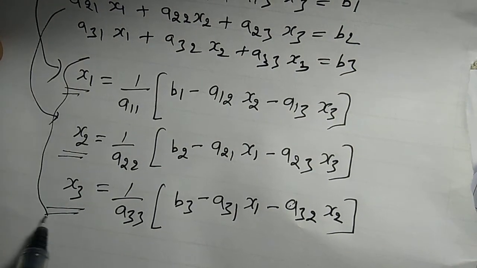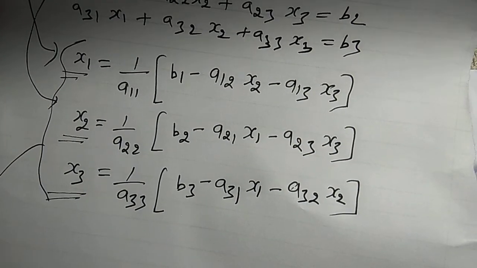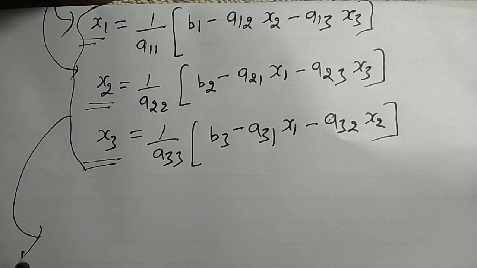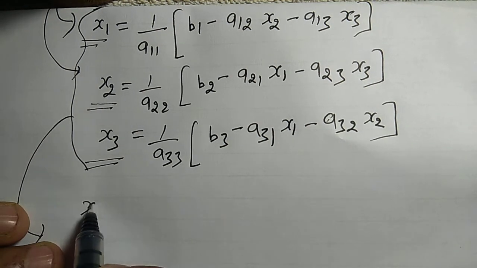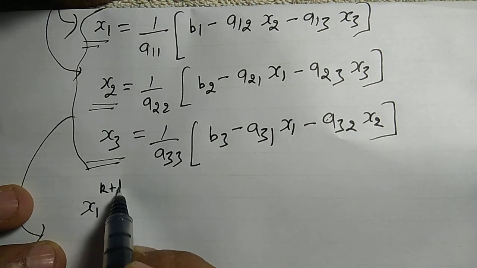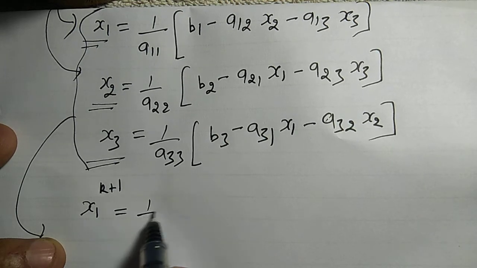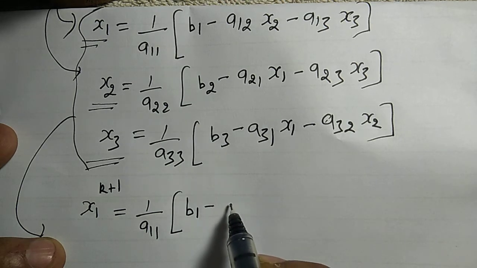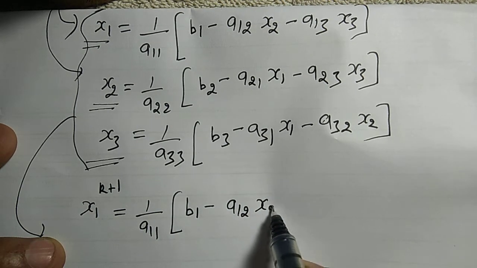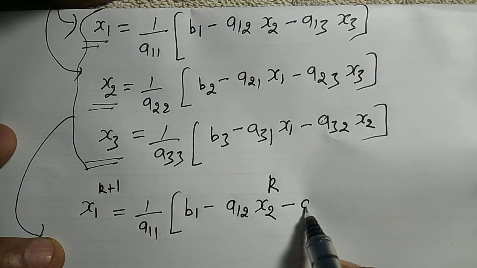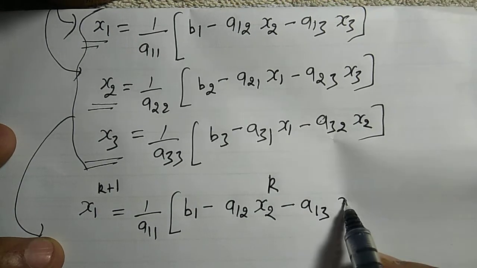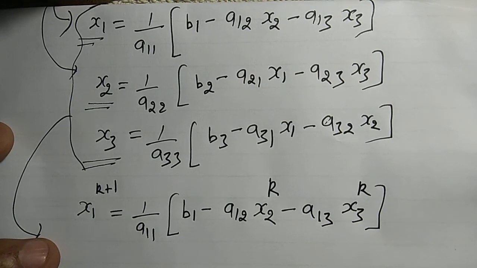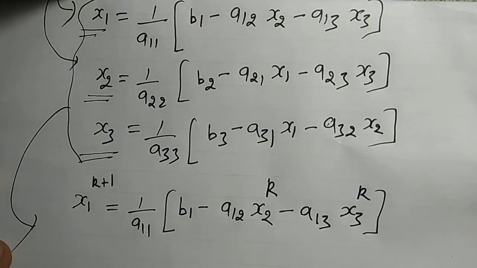Now based on this we'll write the iterative formula, the Gauss-Seidel iterative formula. Now let me write the iterative formula. So we can write x1 (k plus 1) equal to 1 upon a11 and b1 minus a12 x2(k) minus a13 x3(k). So here k is the number of iteration.